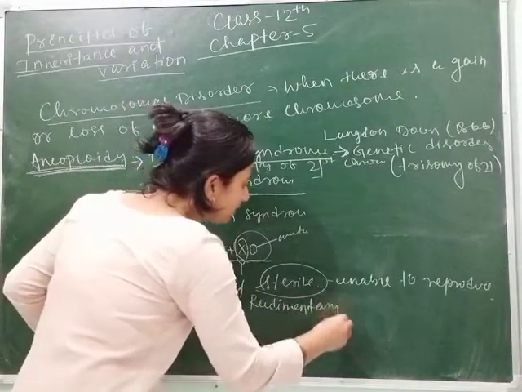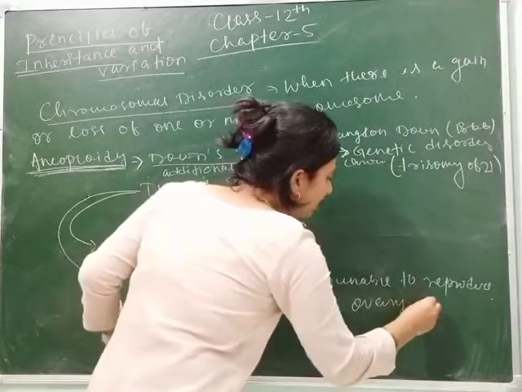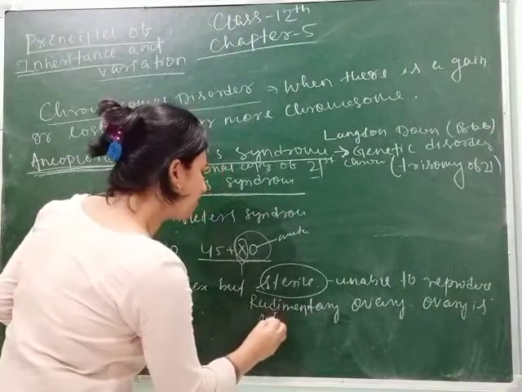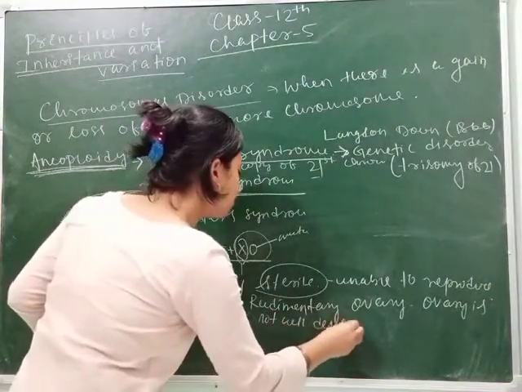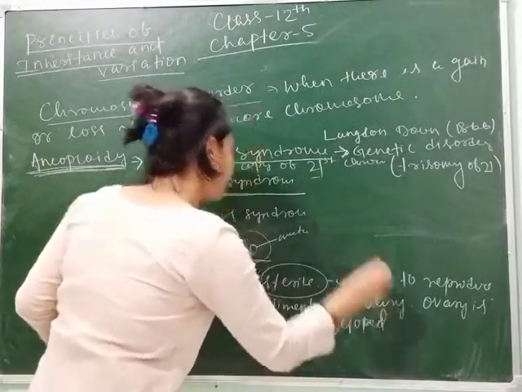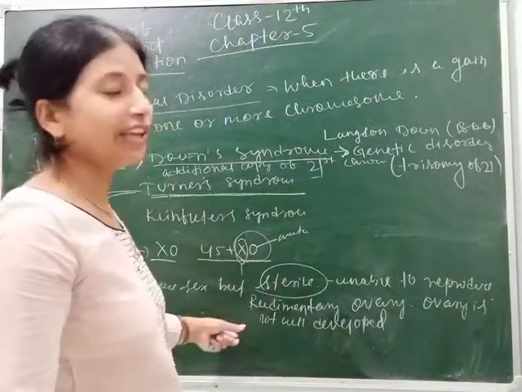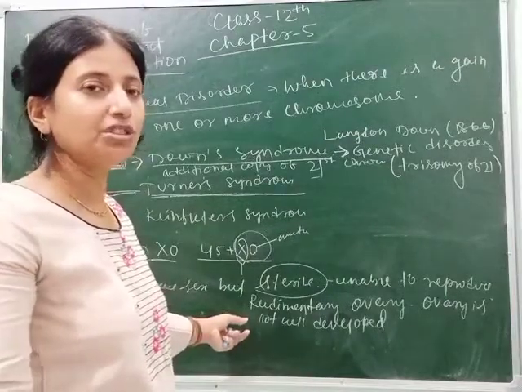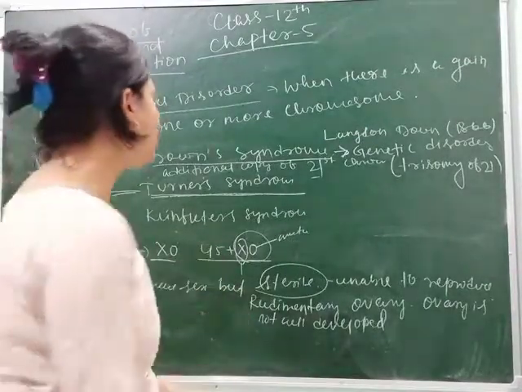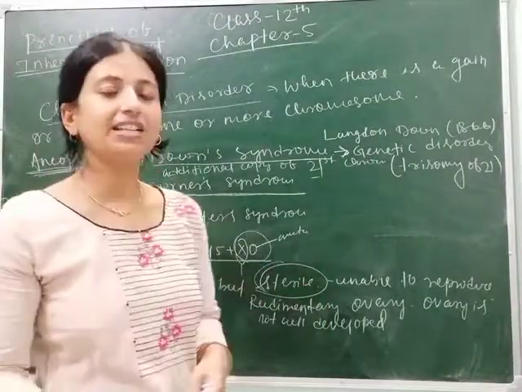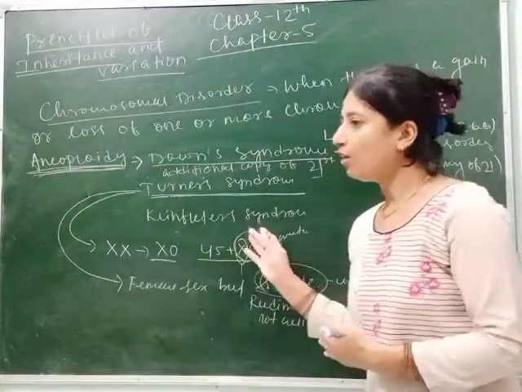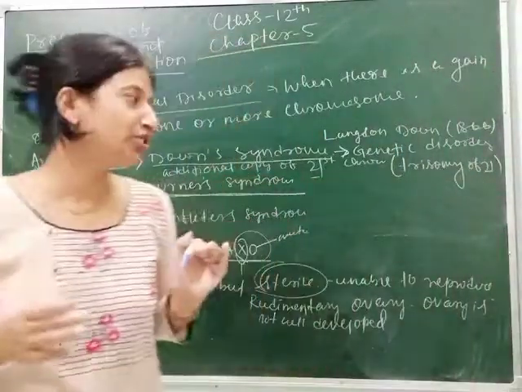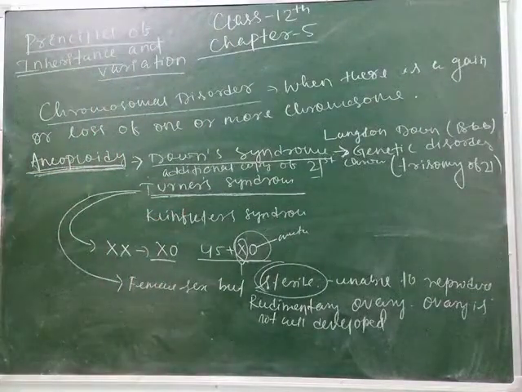Rudimentary ovary means the ovary is not well developed. Clear, students? If the ovary is not well developed, then how will ovum be produced? If ovum is not produced, then they can't reproduce, so they are called sterile. And to identify them, their characteristic features are short height and stature, or you can say small.